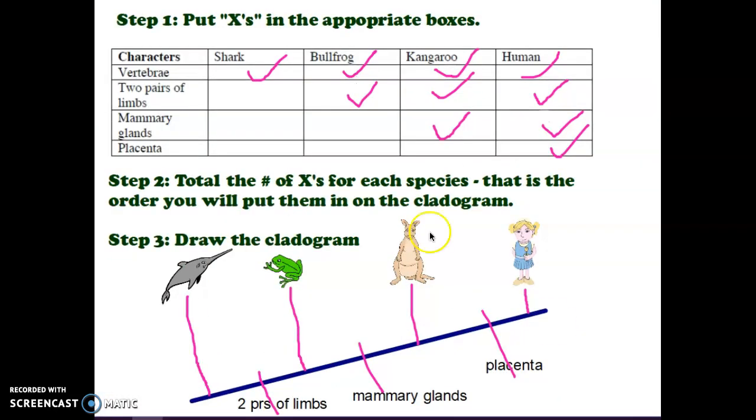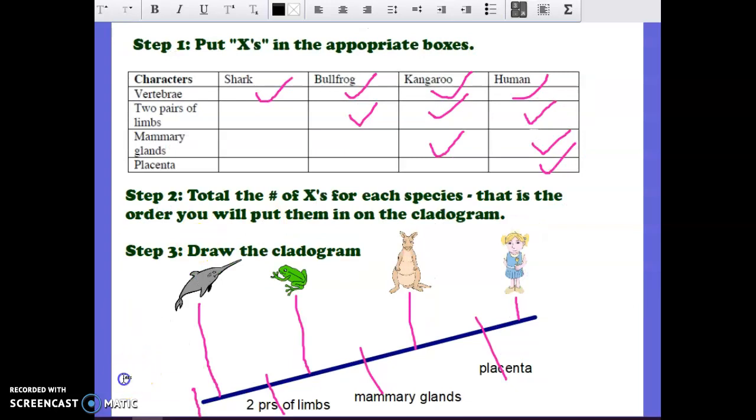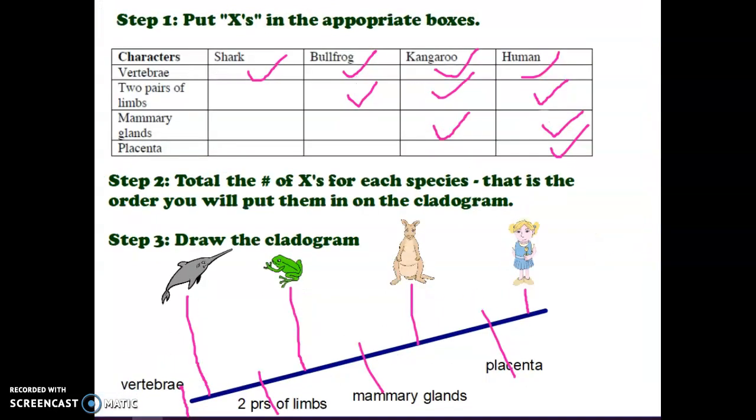Now we're missing one here. It's vertebrae. So since it applies to all 4 of them, where do we need to put that? That means it would actually go here, before that. And we're going to type vertebrae over here, even though I'm running out of room. That makes sense, right? So there's your cladogram. Pretty easy to read. The shark has been on the planet the longest. It's the most primitive. We've been on here the least amount of time. We're the most advanced.